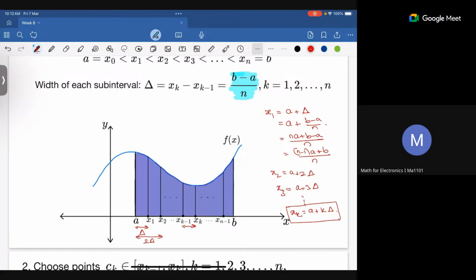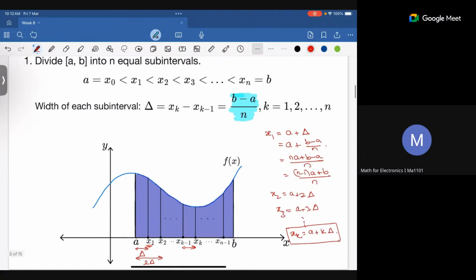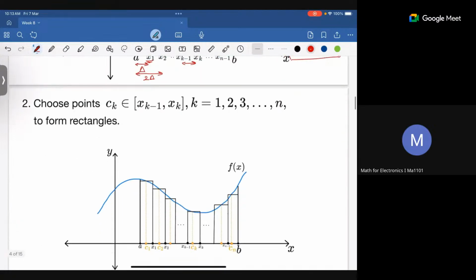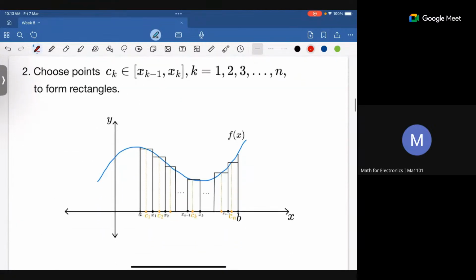Once you have that, you will get these points. So what we have to do is find these points first. The first step is to find the points x1, x2 to xn minus 1. And what do we do next? The second step: once you find x1 to xn minus 1, now what you have to do is you have to choose.